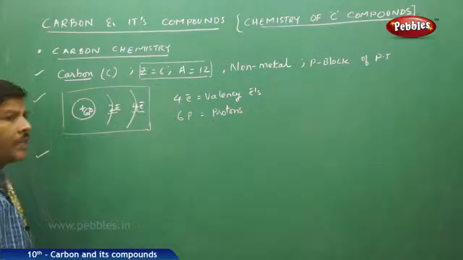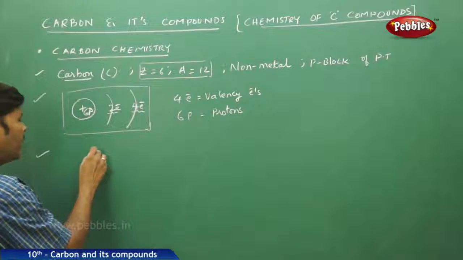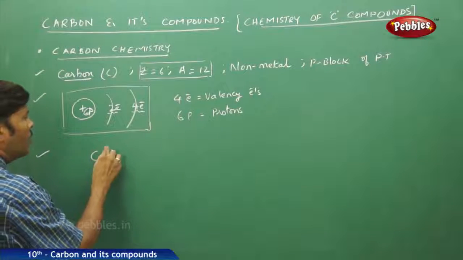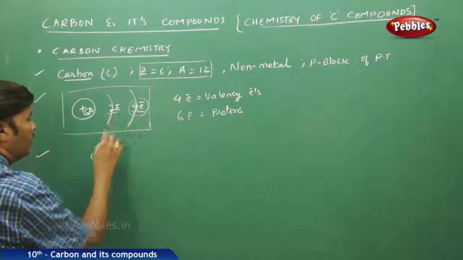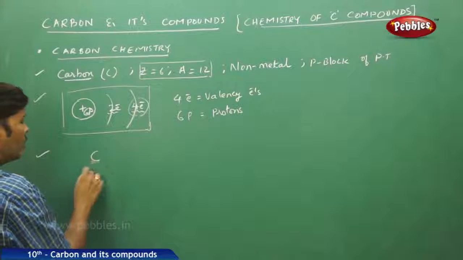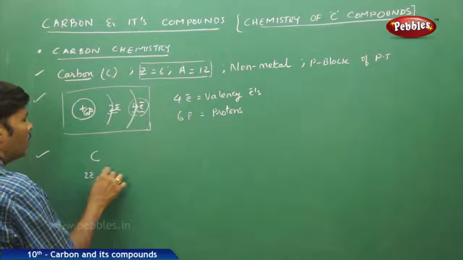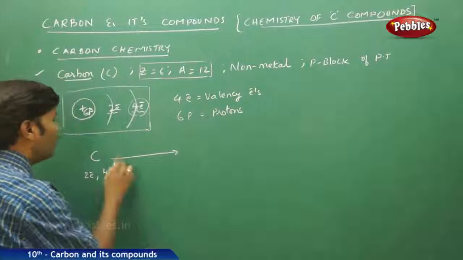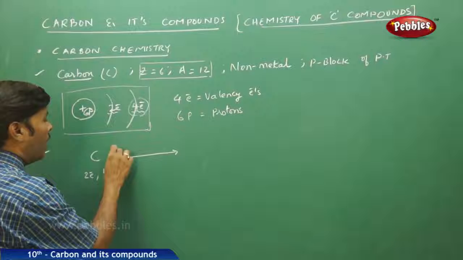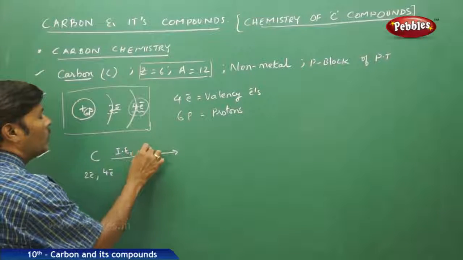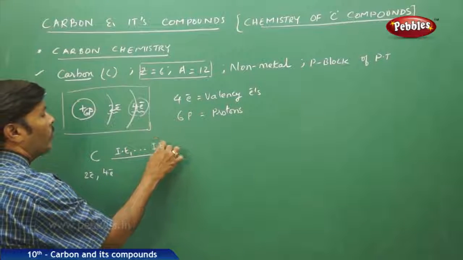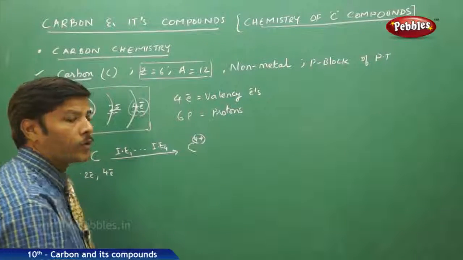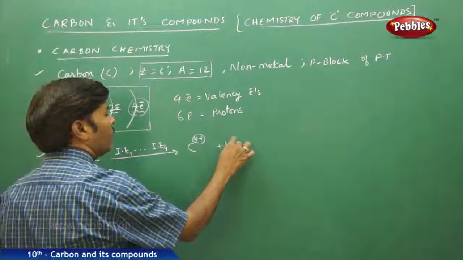If carbon wants to lose all these 4 electrons, if you want to remove 4 electrons from carbon, you need a large amount of energy. You need almost 4 ionization energies: ionization energy 1, 2, up to ionization energy 4. If you apply them, then only can carbon acquire 4 units of positive charge with the loss of 4 electrons.